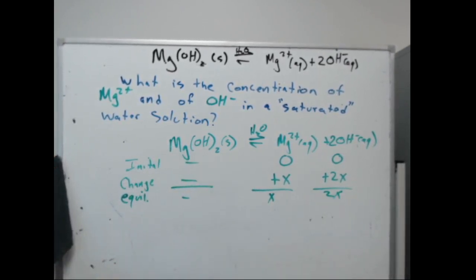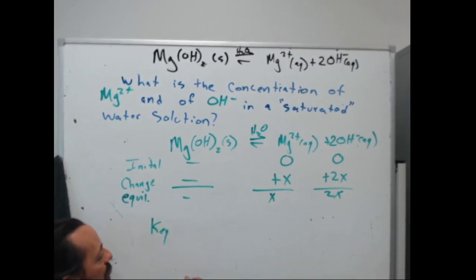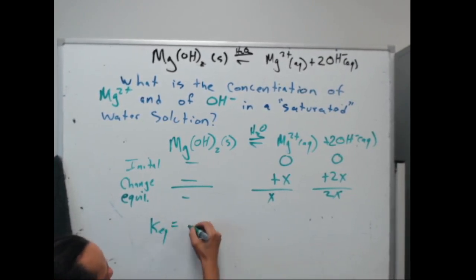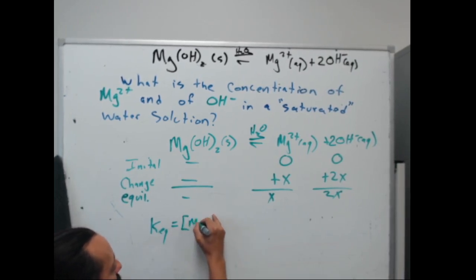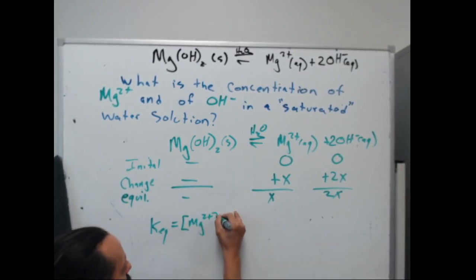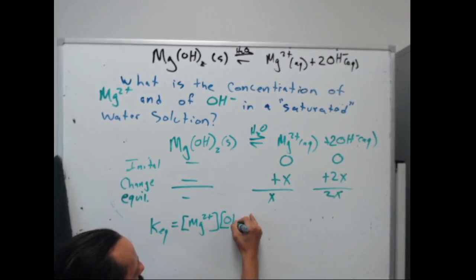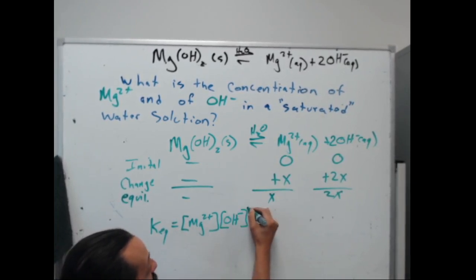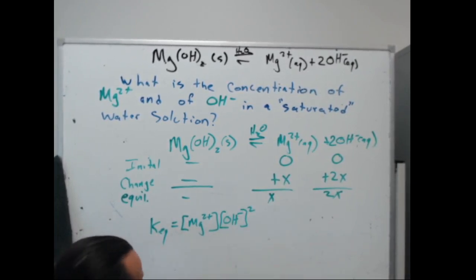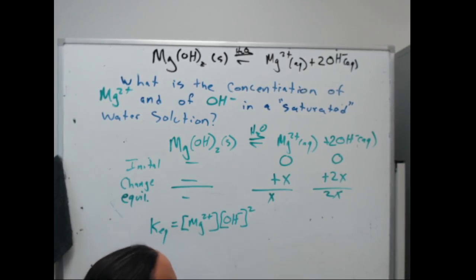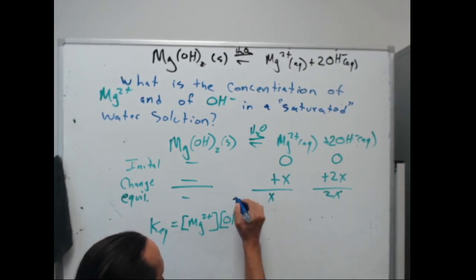And I can set this up. I'm going to have my KEQ is going to be products over reactants. That's going to be the magnesium 2+, the OH minus, squared. This square comes from the coefficient.